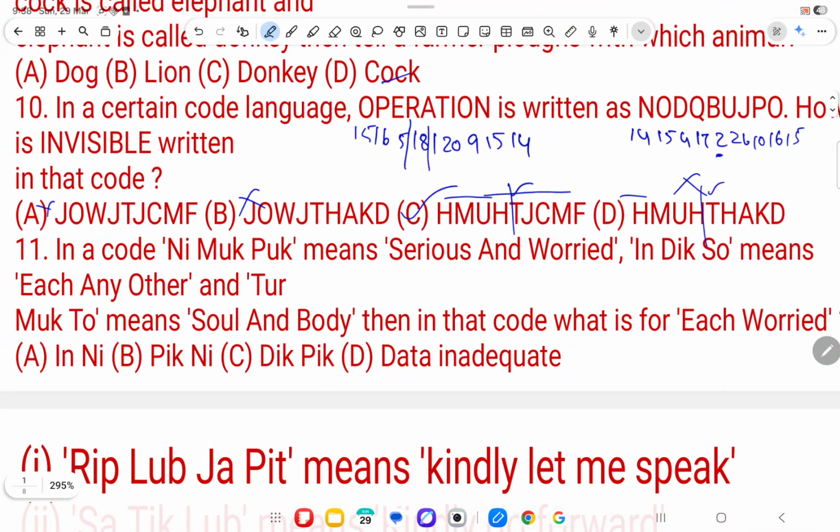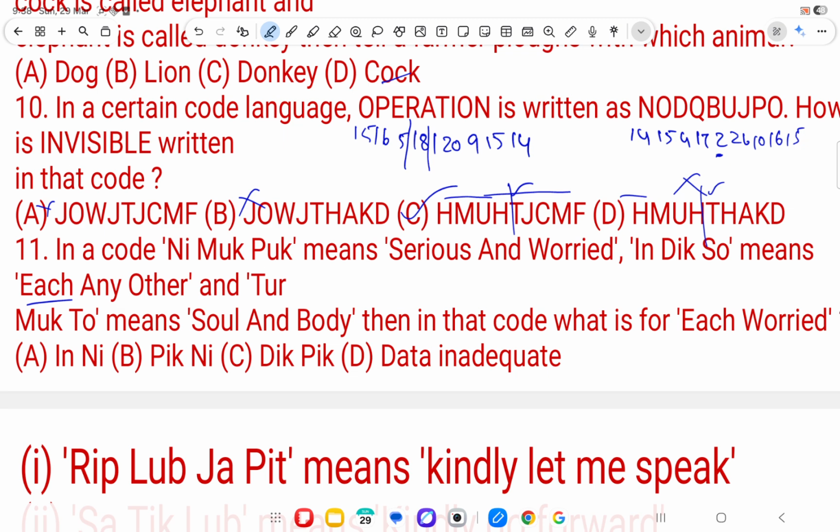Then in a certain code, NI, MUK, PUK means serious and worried. Then DIK, SO, IN, DIK, SO means each any other, and TUR, MUK, TO means soul and body. Then in that code, what is for each worried? Each worried, we need to find each worried. First go with each. Yes, each is there in the second sentence. Is that repeated? It is not repeated. Now check that in that sentence, the remaining letters are repeated.